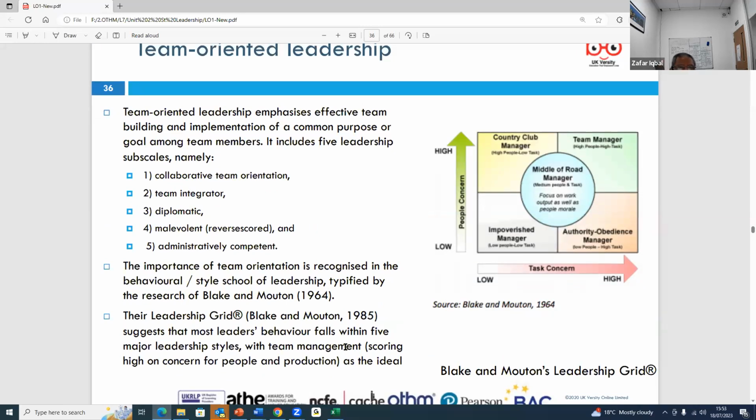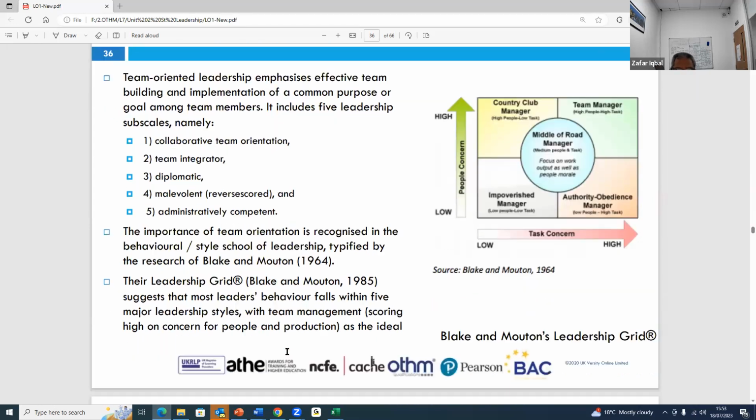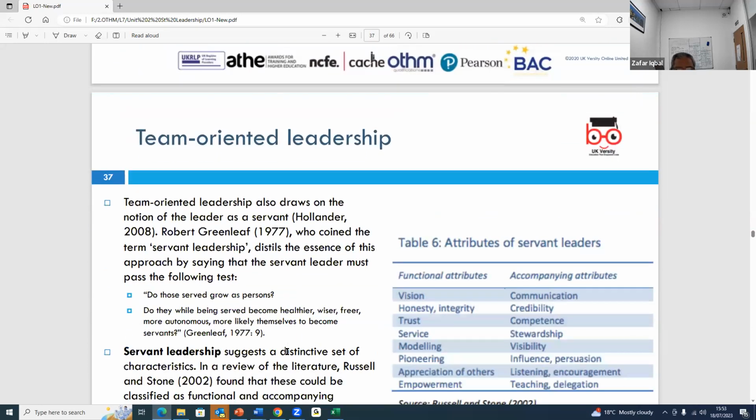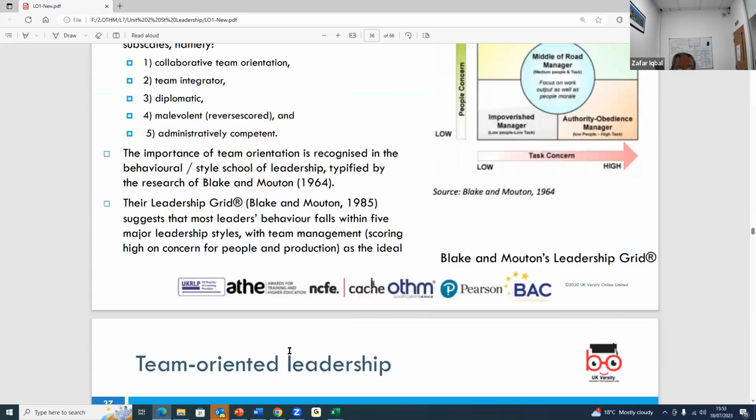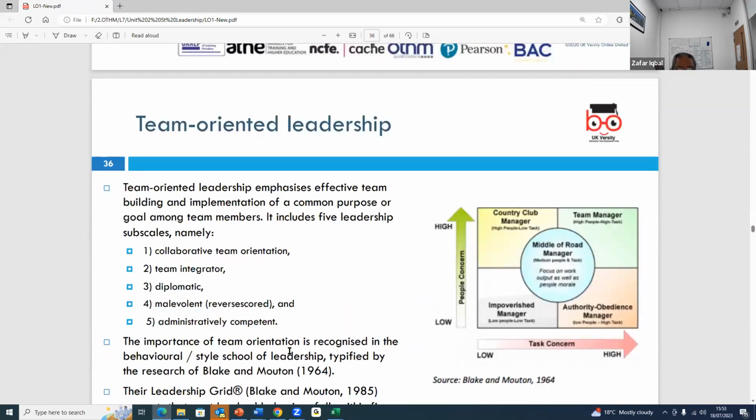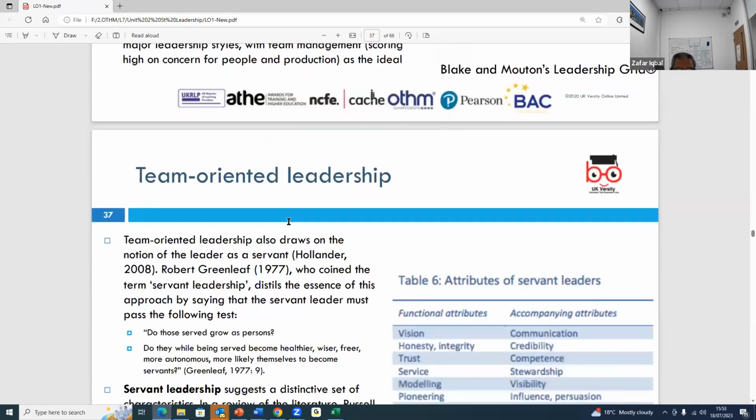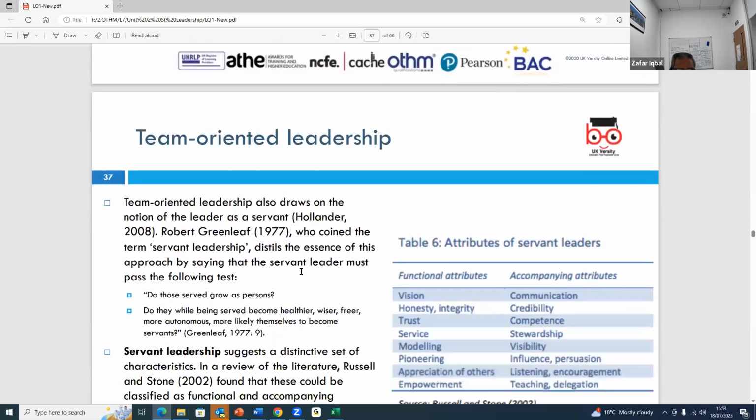They want to make sure that their team succeeds, and they carry team-oriented leadership, making sure that the team is carried all the way through. Okay, so this is a very effective team. The leadership style is very effective when the teams are built. Okay, when they are focusing on the team orientation. Okay.